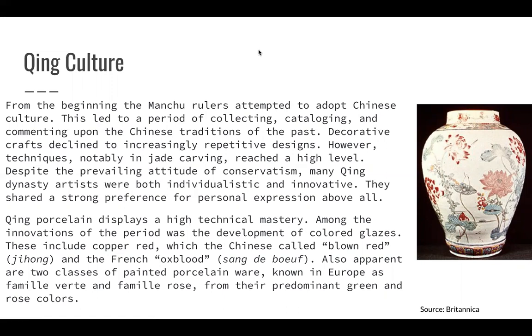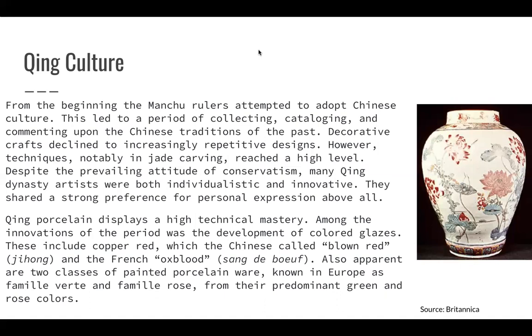Decorative crafts declined to increasingly repetitive designs. However, techniques, notably in jade carving, reached a high level. Despite the prevailing attitude of conservatism, many Qing Dynasty artists were both individualistic and innovative. They shared a strong preference for personal expression above all.